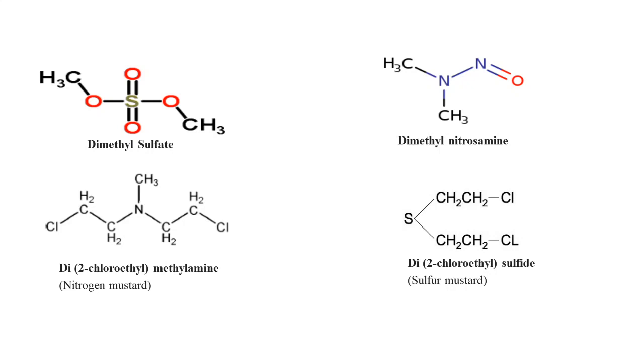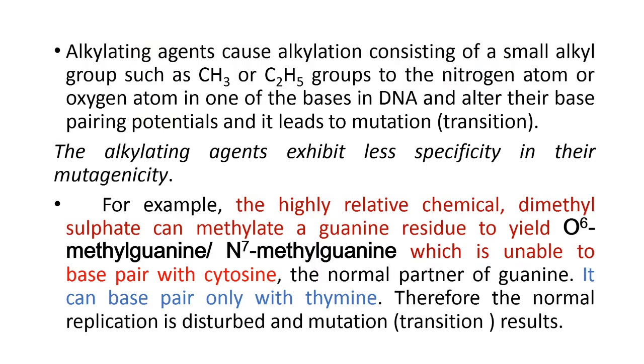And these are the structural representations of dimethyl sulfate, dimethyl nitrosamine, di-2-chloroethyl methylamine, and di-2-chloroethyl sulfate. Alkylating agents cause alkylation, adding a small alkyl group such as a methyl or ethyl group to the nitrogen atom or oxygen atom in one of the bases in DNA and altering their base pairing potentials, and it leads to mutation. Therefore, the alkylating agents exhibit less specificity in their mutagenicity.